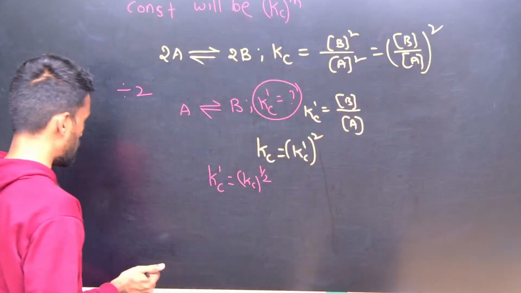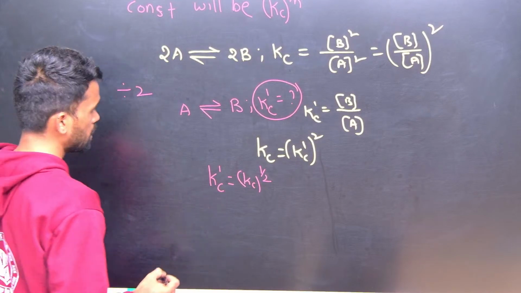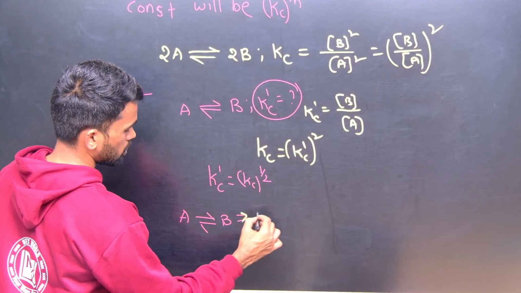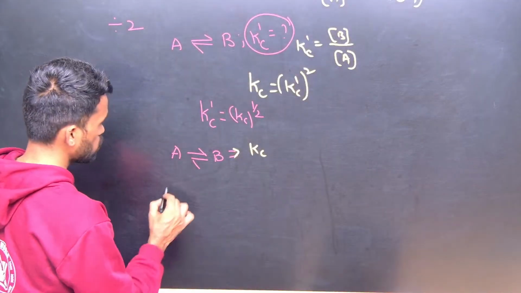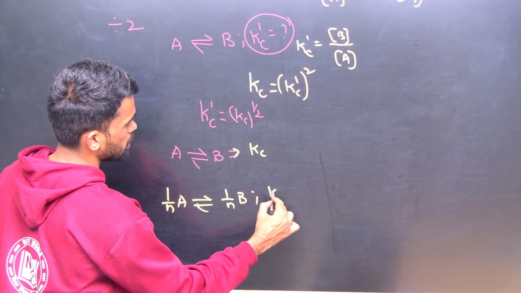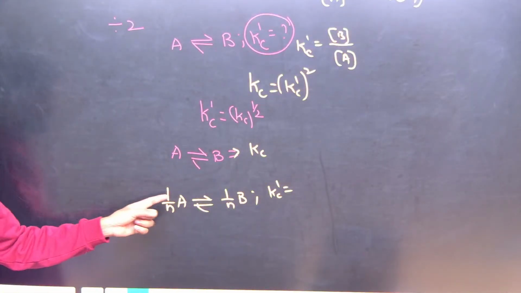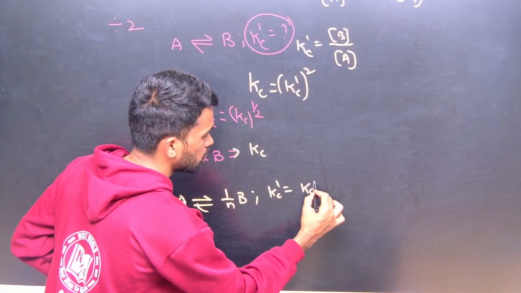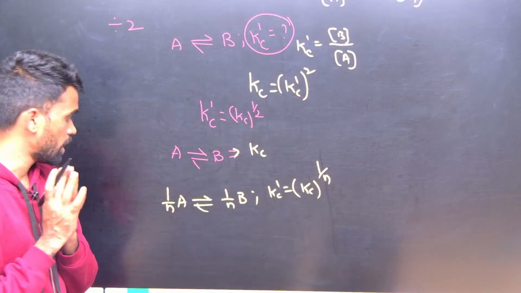Now, if a reaction is divided, for example, I have A gives rise to B, and I am saying its value is Kc. We will do the problematic question in the next step. So I am dividing this equation by a number n. What happens here? Tell me. Kc dash will be equal to how many times of that thing? If I am dividing an equation by n, what happens to its equilibrium constant? Just take Kc to the power, whatever number you have divided by here, take 1 by n here. That's it. Hope it is clear.